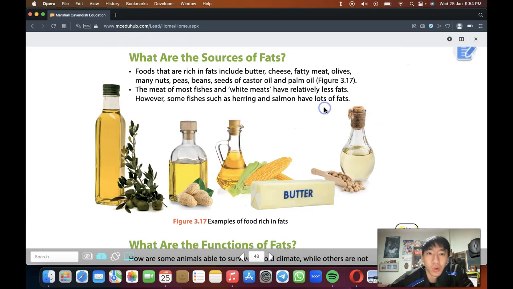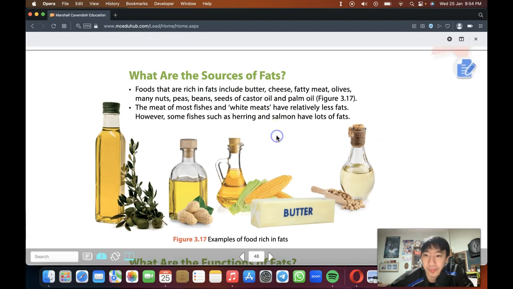The sources of fats: foods that are rich in fats include butter, cheese, fatty meat, olives, most nuts, peas, beans, seeds of castor oil, and palm oil. This is why I say that plants can also produce fats, by converting their sugars into oil or into nuts. When the plant produces nuts, the nuts are actually filled with fats.